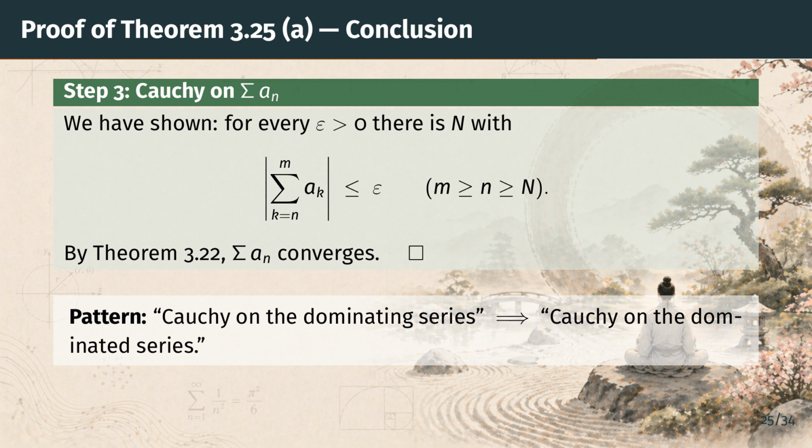The highlighted box summarizes the pattern. We pushed the Cauchy property from the dominating series down to the dominated series, using only the triangle inequality and the term-by-term comparison. This kind of argument is the engine behind all the convergence tests that follow. Root, ratio, integral, and so on. They all amount to comparison with a series we already know.